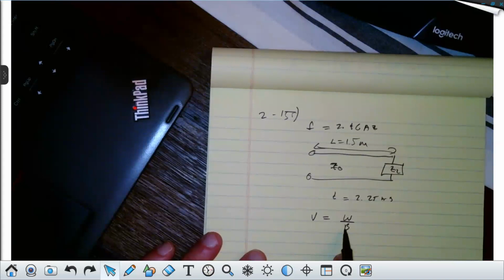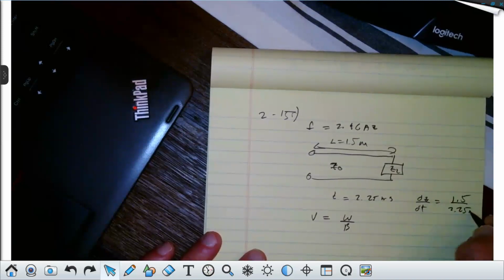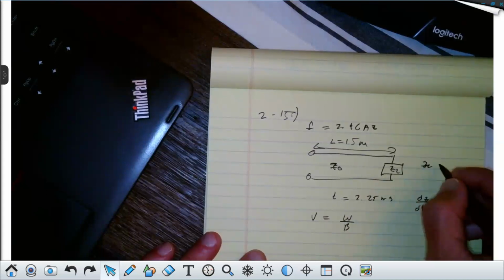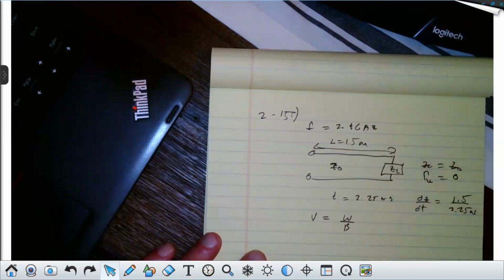Now, when we have this phase velocity, how do we get this from this information? Well, phase velocity is really dz dt, and the dz would be 1.5 meters, and the dt would be 2.25 milliseconds. Do you all agree with that? Right? He says it's terminated into a matched load, and a matched load means ZL is equal to Z naught, and the reflection coefficient at the load would be 0. Do you all remember the reflection coefficient, class? Thumbs up or down? Okay, good, good.